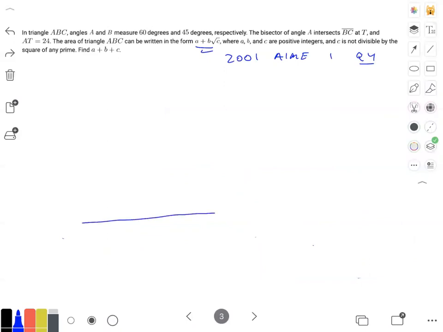That looks maybe a little bit better. Yeah, that looks actually pretty accurate. So this is ABC. Again, we know exactly what we're going to do. The bisector of A intersects BC at T. So this is T, with AT equals 24. The area of triangle ABC can be expressed as this. Okay, so again, 30, 30.